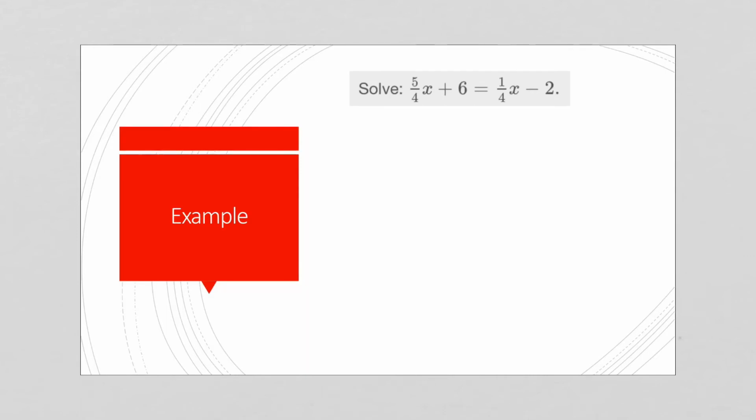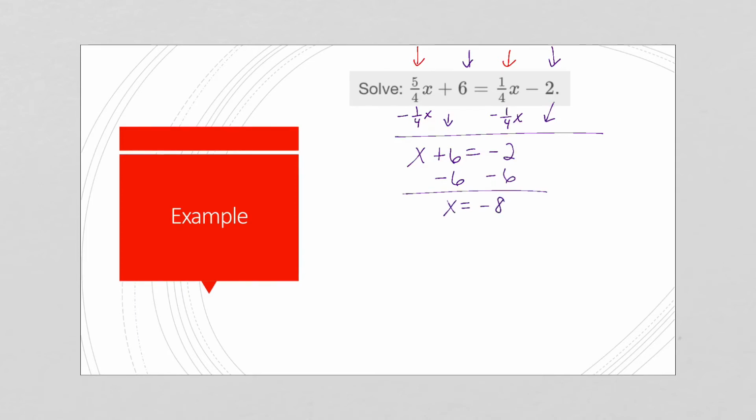All right, so take a look at this hot mess. Here's a variable term, here's a variable term, here's a constant term, and here's a constant term. Ask yourself, out of 5/4 and 1/4, which one is smaller? 1/4 is obviously smaller than 5/4, so I would subtract 1/4 x from both sides. 5/4 minus 1/4 is 4/4, which is the same thing as 1, so I get just plain old x there. I'm bringing this straight down. I'm bringing this straight down. And now I would subtract 6 from both sides, and I get that x is equal to negative 8.